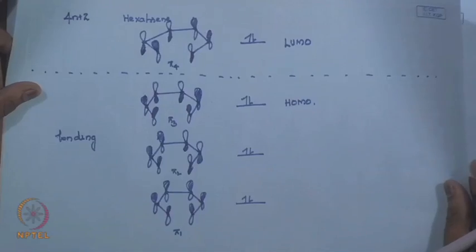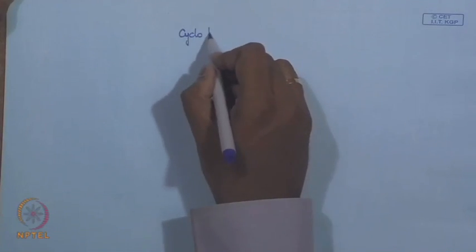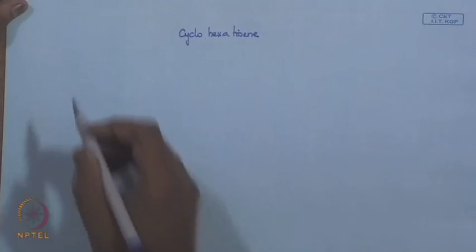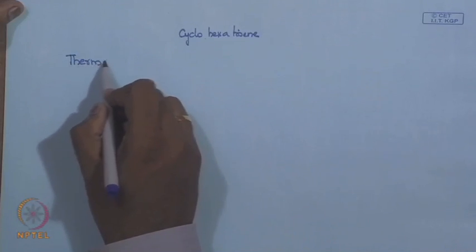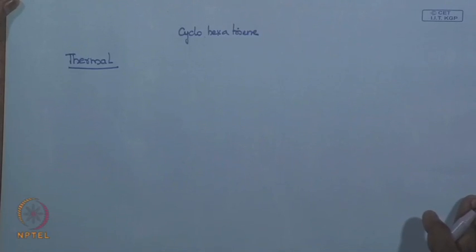Clear? Okay. So, now you know the molecular orbitals of your cyclohexatriene system. Now, we will see how it works in thermal and photolytic conditions. Now, we will take the cyclohexatriene system. So, we will do this reaction first in thermal condition. Okay, we will do it in thermal condition.